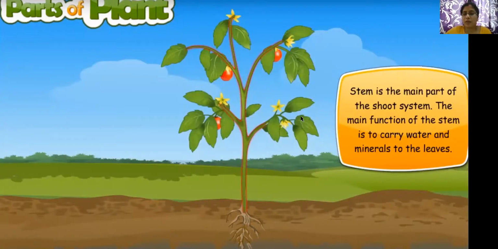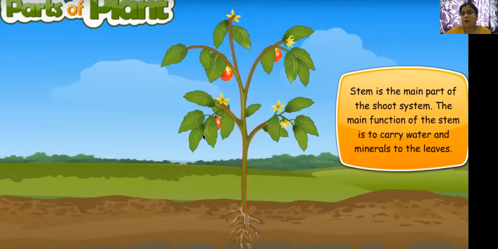Now let us talk about the stem. You can see the green straight part of the plant. It can be of different colors. We have seen stems are generally of green color. Then we see brown color. Sometimes stems are of red color also. So there are different colors of stems available. So what is the main function of the stem?